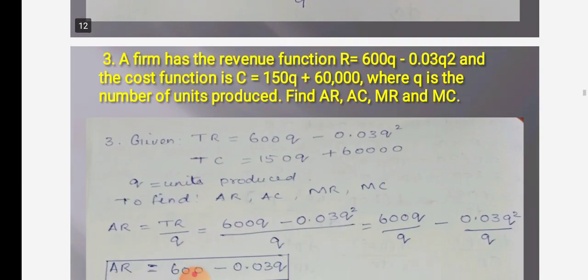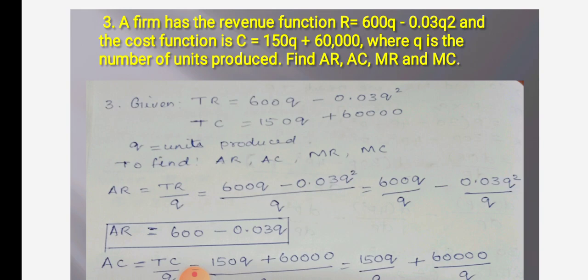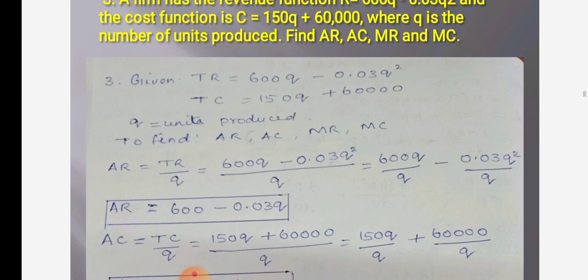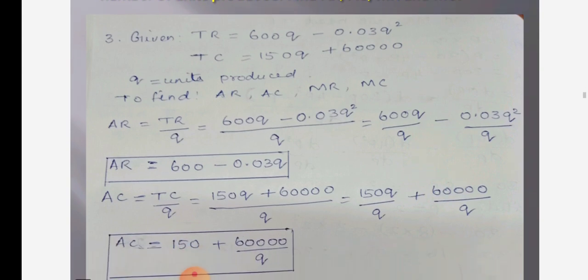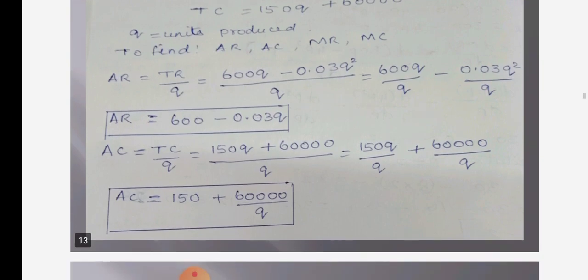Now the next sum as per our reduced syllabus will be question number 3, part C. A firm has a revenue function. Total revenue function is given to be 600q minus 0.03 q square, and the total cost function is given to be, that is TC is given to be 150q plus 60,000. Here q is the number of units that are produced. Now you are to find AR, AC, MR and MC. You need to find average revenue, average cost, marginal revenue and marginal cost.